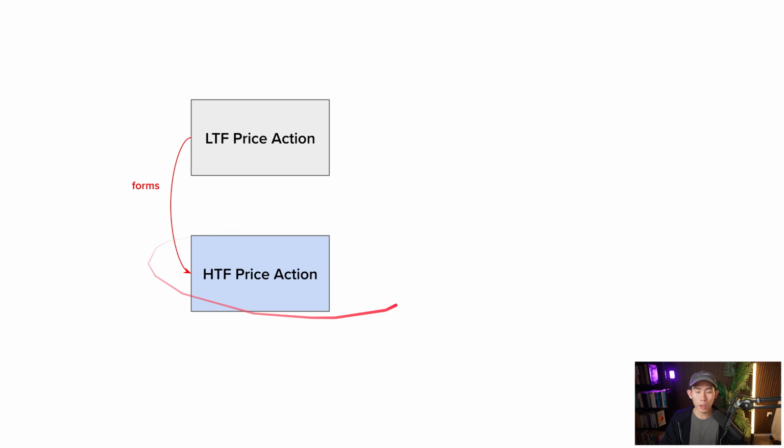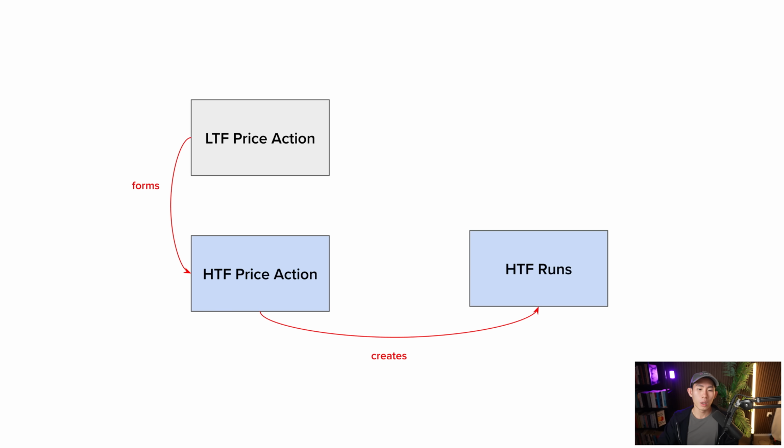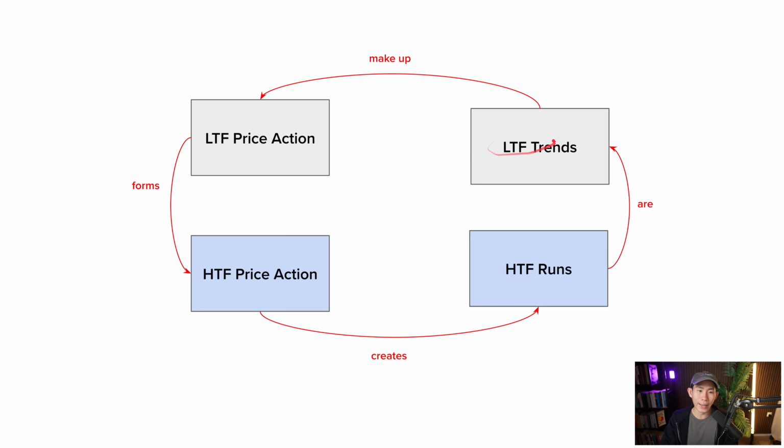So your lower time frame price action forms your higher time frame price action. Literally, like what we've mentioned, a higher time frame trend, a higher time frame run, is a lower time frame trend. All of these lower time frame trends, higher highs, higher lows, come together to form your higher time frame run, which is just one straight line to the upside. And your higher time frame price action creates your higher time frame runs, like this move to the upside or to the downside, which in turn creates your lower time frame trends, and that makes up your lower time frame price action.